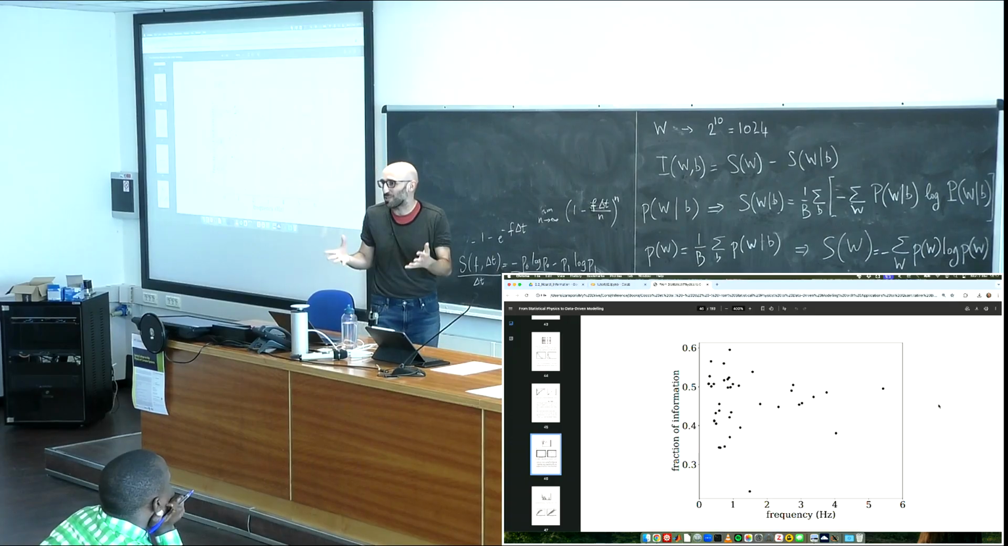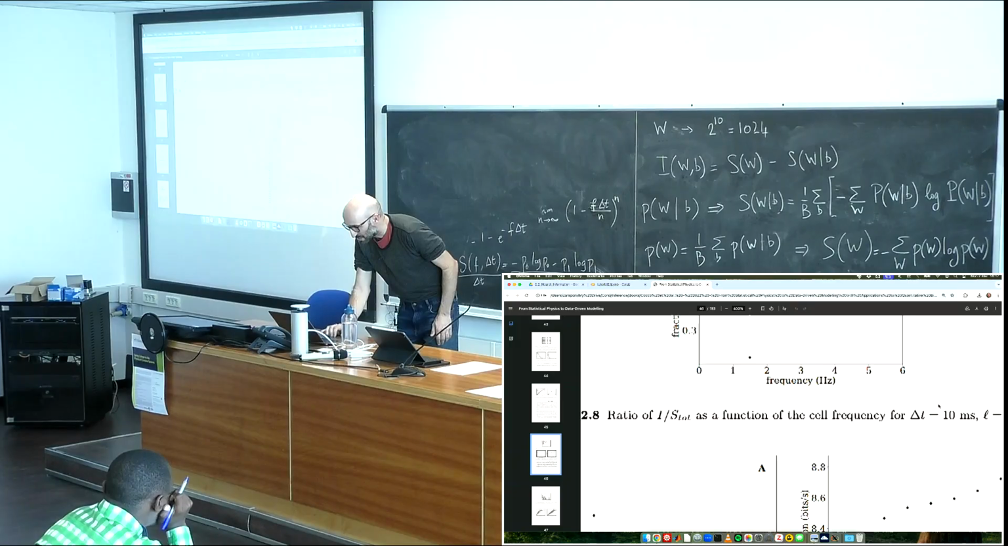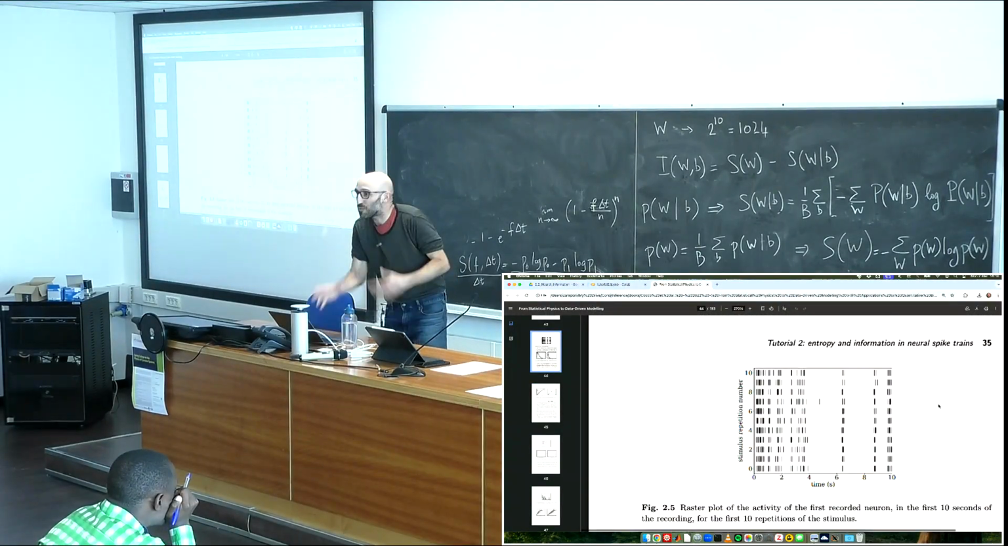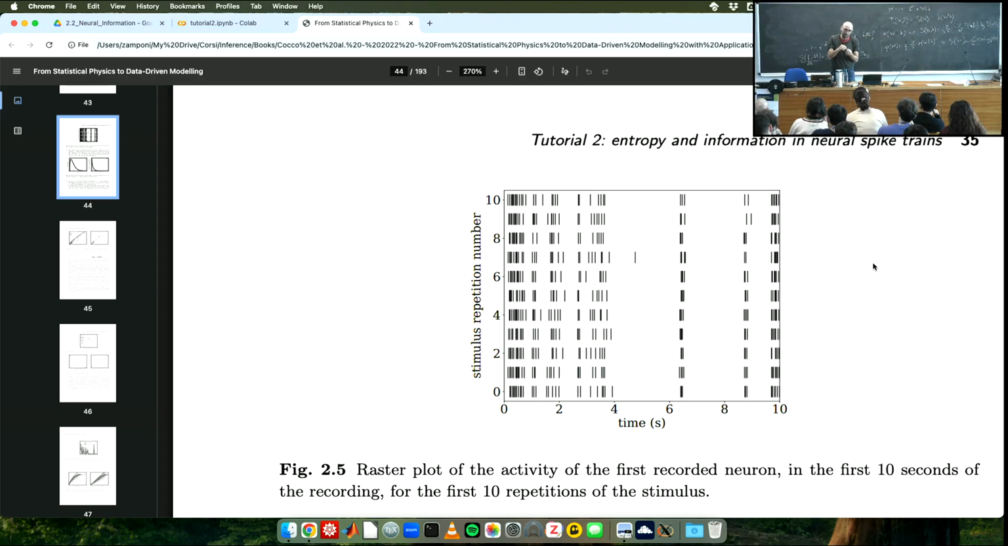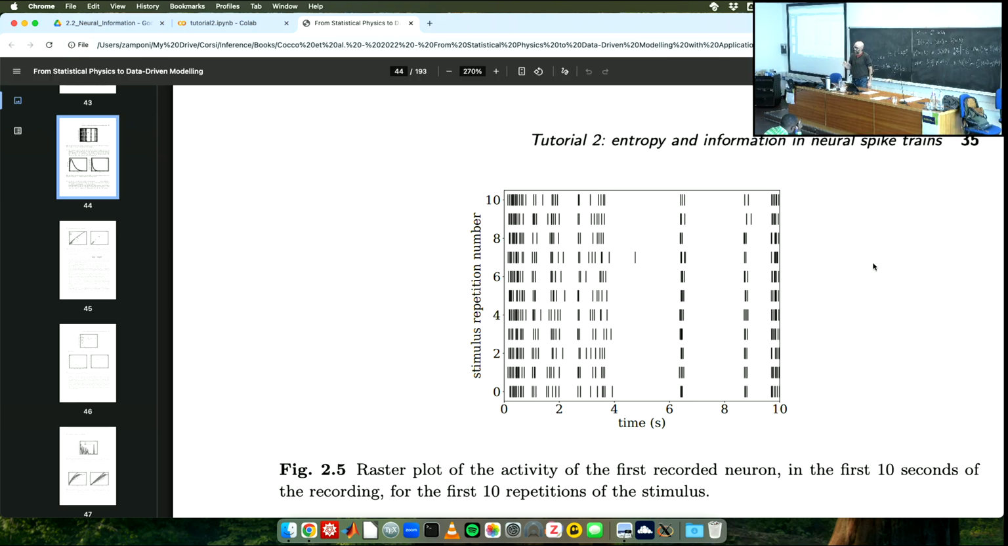What we conclude is that out of the variability of this, so entropy is a measure of how many words you can have, and half of this variability is predictable from the stimulus, and the other half is just noise. That's the conclusion. So basically, if I tell you at which time you are, you can cut by half the uncertainty that you have on what the neuron will do in the next 100 milliseconds.